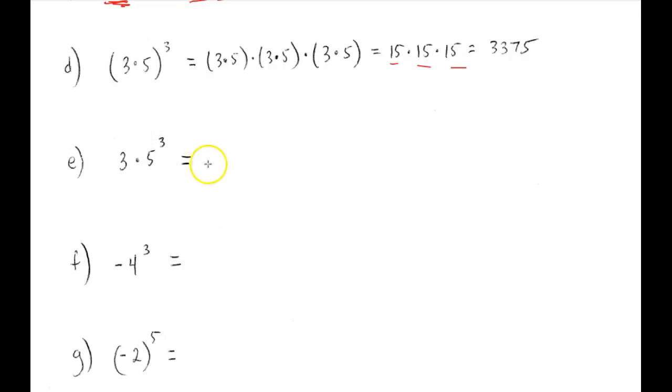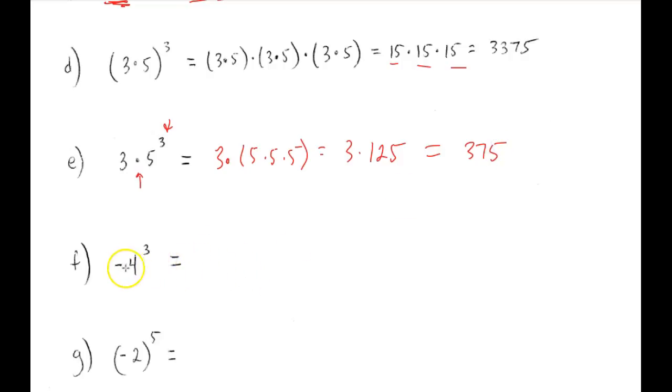So in these next examples, we see that following order of operations, we have to do exponents before multiplication. So we do 5 cubed, which is just 5 times 5 times 5. And of course, 5 times 5 times 5 is 125. So 3 times 125 is 375.